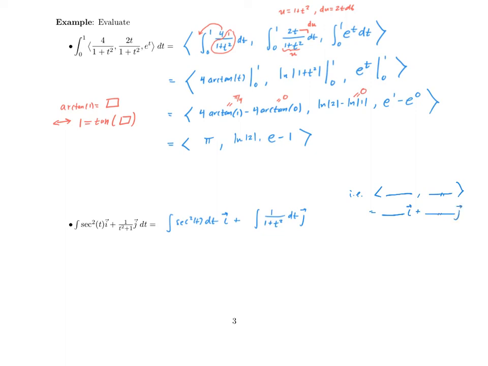The antiderivative of secant squared, this is a common formula, that is tangent of t, plus the antiderivative of 1 over 1 plus t squared is a common formula as well, arctangent of t. And because this is an indefinite integral, we need a constant of integration. And our constant of integration, since we're dealing with vector-valued functions, would be a constant vector.